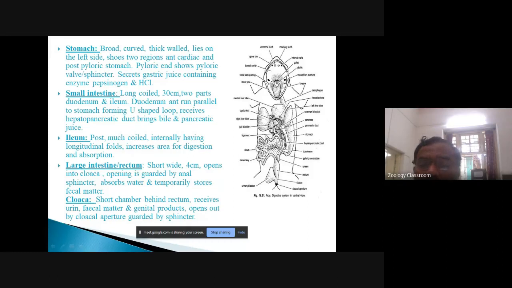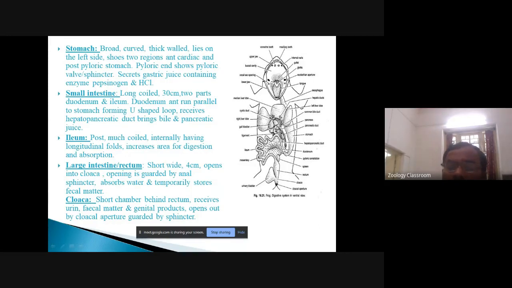Why is it coiled? Because the length of the small intestine is much more than the body length. So to fit the intestine into such a small space, it must be folded. So it is coiled into the body cavity. Here, the small intestine is divided into two regions. The straight portion is called the duodenum, and this coiled portion is called the ileum. The duodenum runs parallel to the stomach, and further it forms a U-shaped loop.